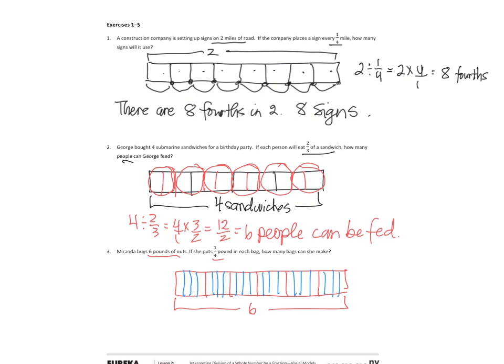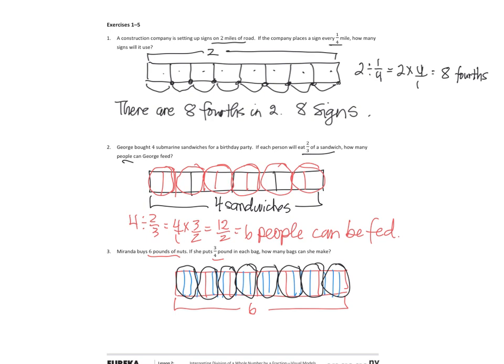Now I'm going to go in and group them by 3/4. 1, 2, 3, there's one bag. 1, 2, 3, there's another bag. 1, 2, 3, another bag. 1, 2, got another bag. Got another bag. Got another bag. Got another bag. 1, 2, 3. Wow, look at that. Sometimes it doesn't always work out exactly.